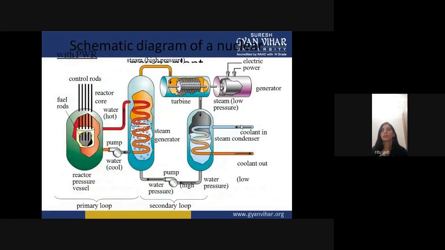So this is your schematic diagram of a nuclear power plant with PWR. This is your reactor pressure vessel, fuel rods, and these are your control rods. This is your reactor core, and this is your hot water, because a chain reaction is going on in this reactor. The energy produced by this is supplied to the water, and the water gets heated.